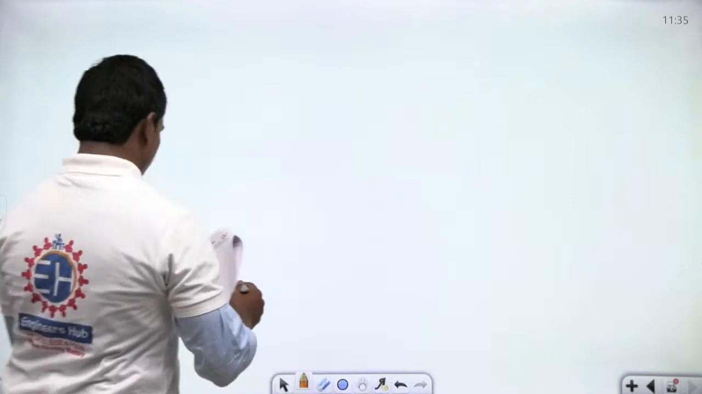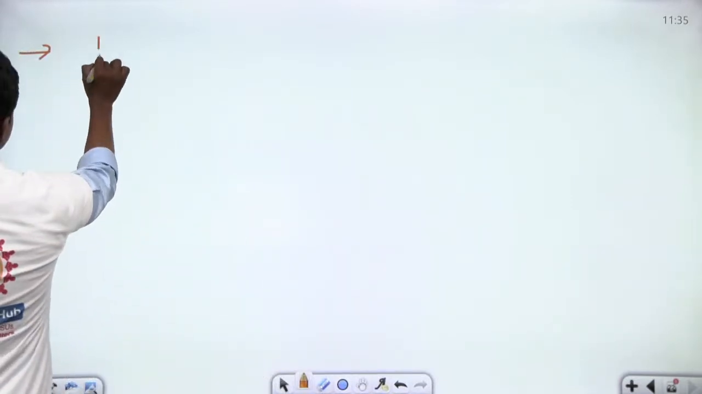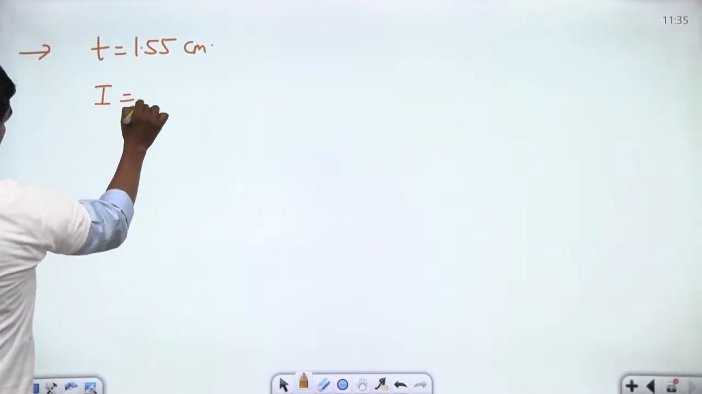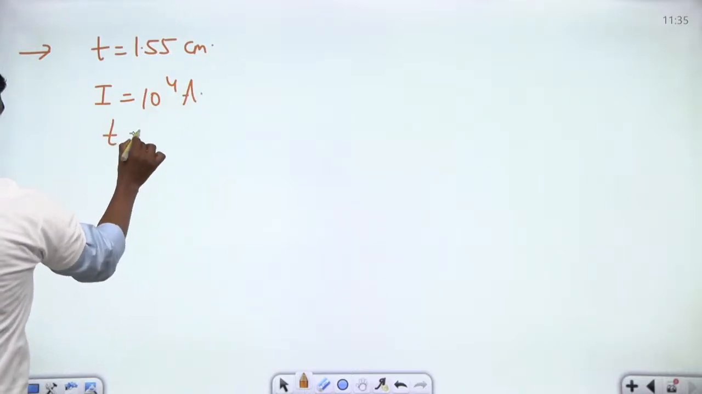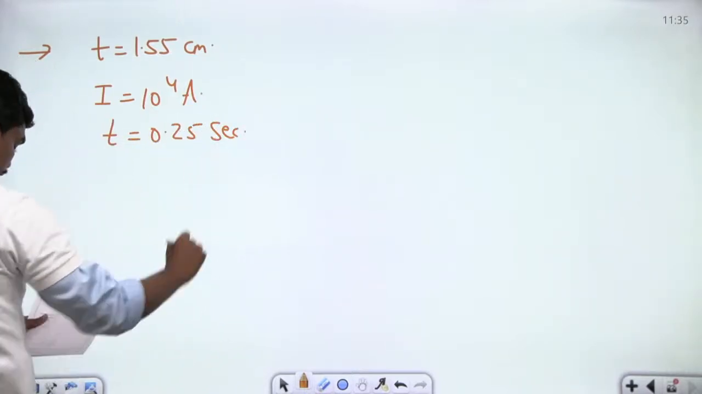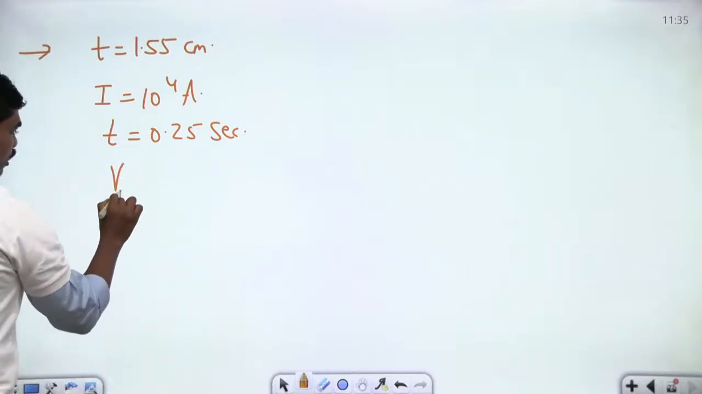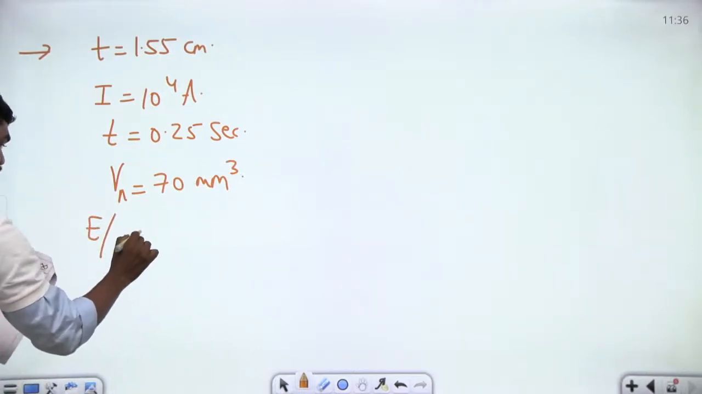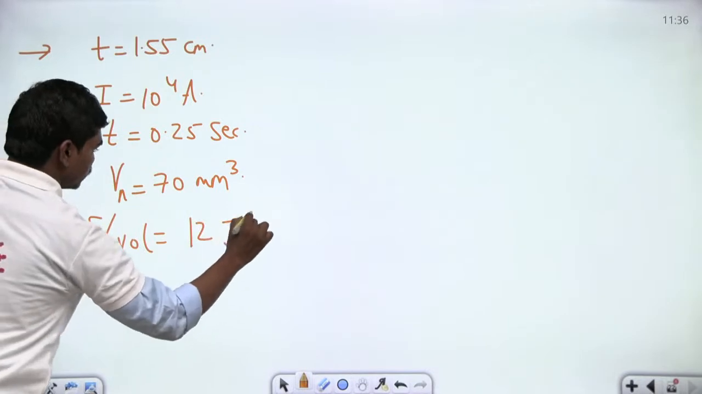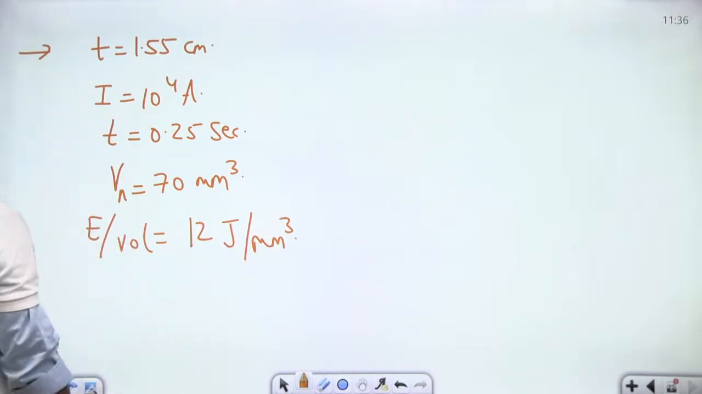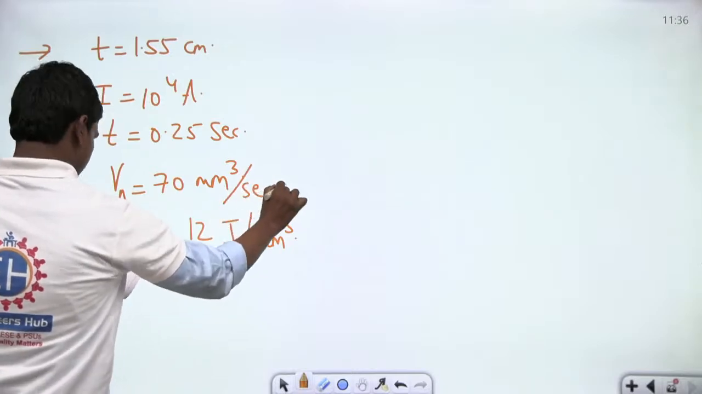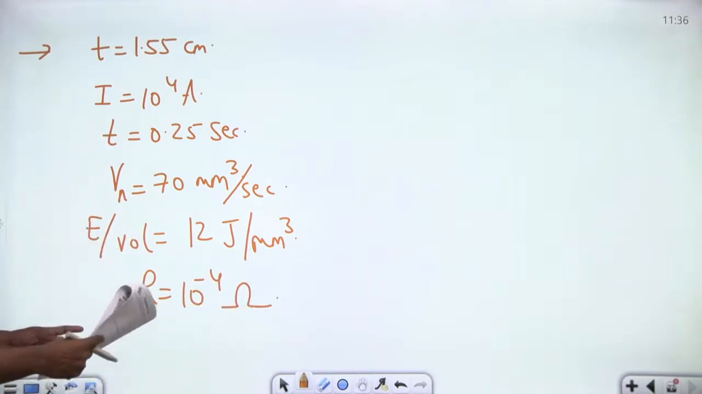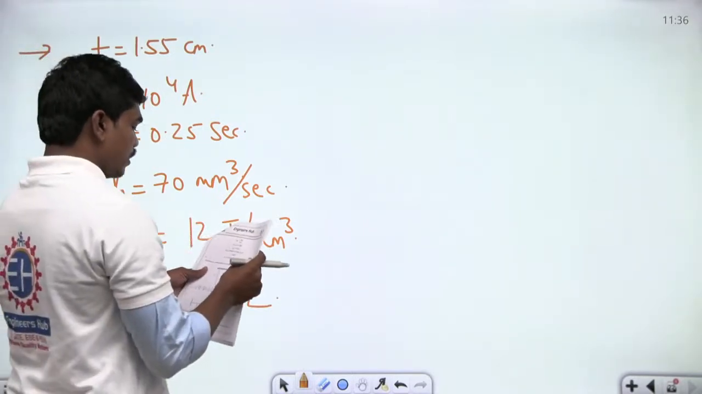Then we have one question from resistance spot welding. They have given you the thickness of the sheets to be welded, which is 1.55 centimeters, and the current that they passed is 10 power 4 amperes, and the time they have taken is 0.25 seconds for the pulse. Then they have also given that the volume removal rate of the nugget is 70 mm cube, and the specific energy that's required for welding is equal to 12 joule per mm cube. This volume that's being removed is mm cube per second, I guess. Yes. Then resistance is 10 power minus 4 ohms. So this is what we have. This is the data given.